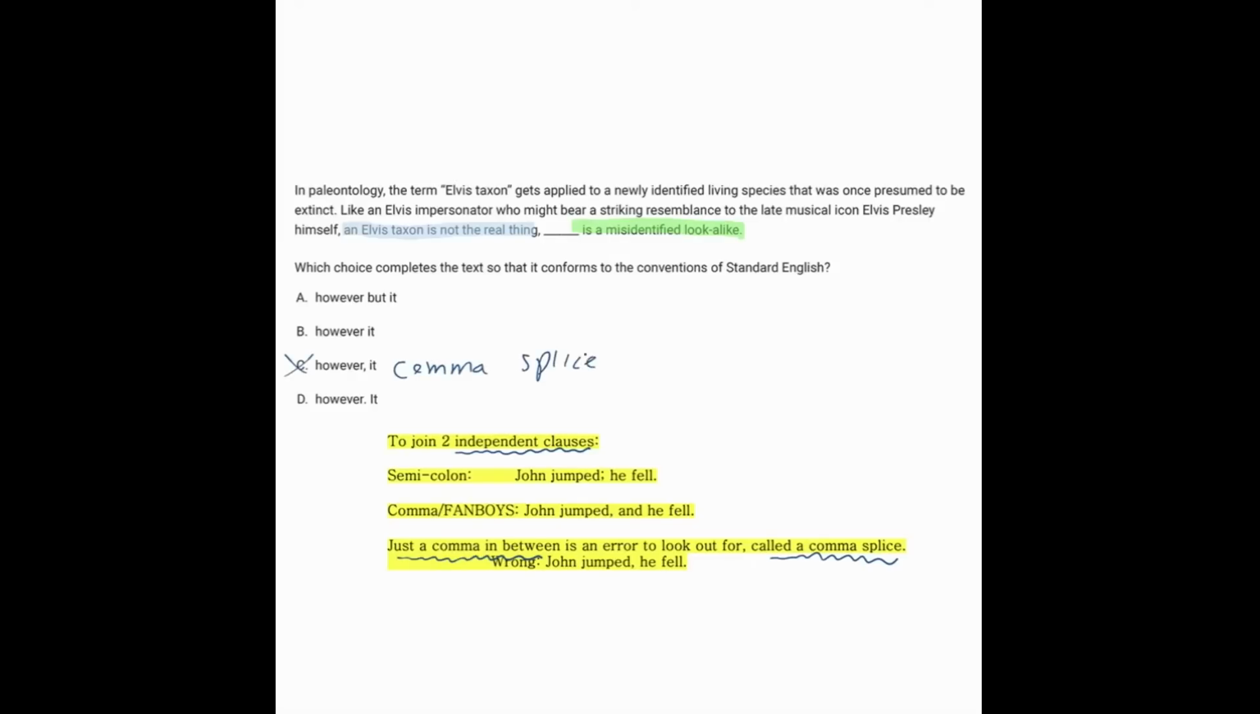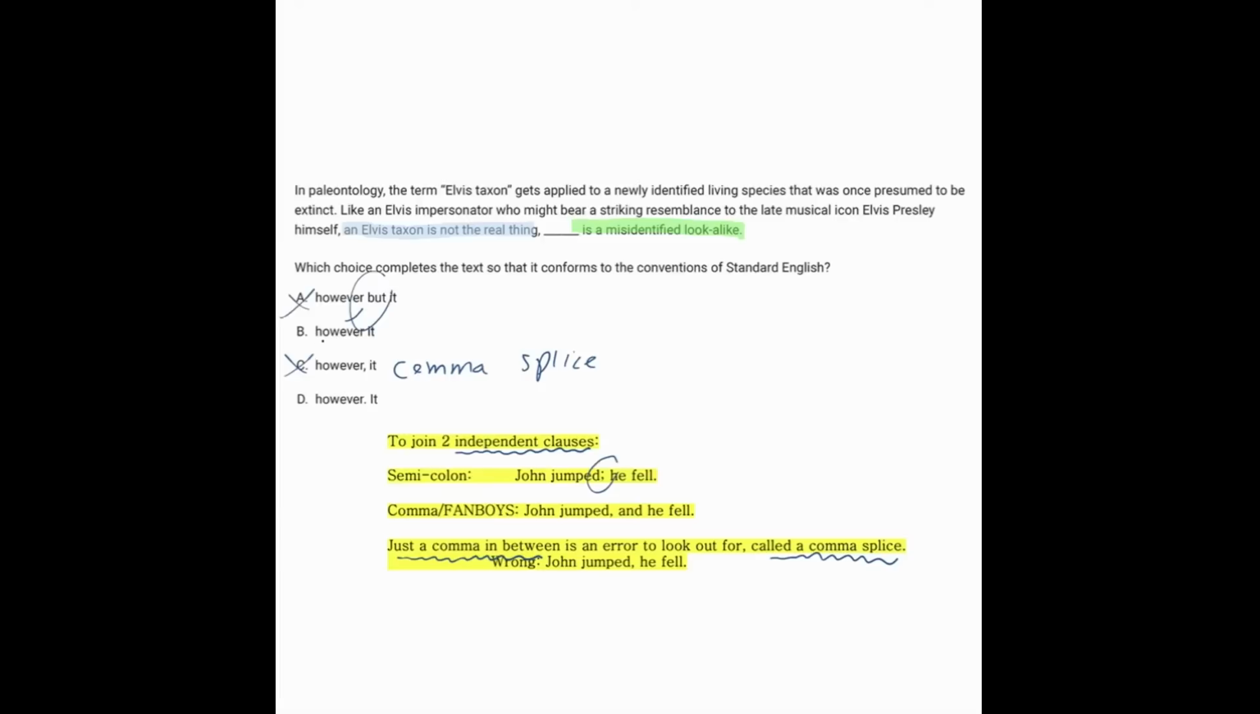Now we have two ways we can join two independent clauses. We can say an Elvis taxon is not the real thing, semicolon. It is a misidentified lookalike. That's not being offered to us. Or we could have a comma fanboys. An Elvis taxon is not the real thing, comma, but it is a misidentified lookalike. So the comma fanboys is also not offered to us because we need the comma right there. We can't just have the fanboys. That's just as bad as just having the comma.